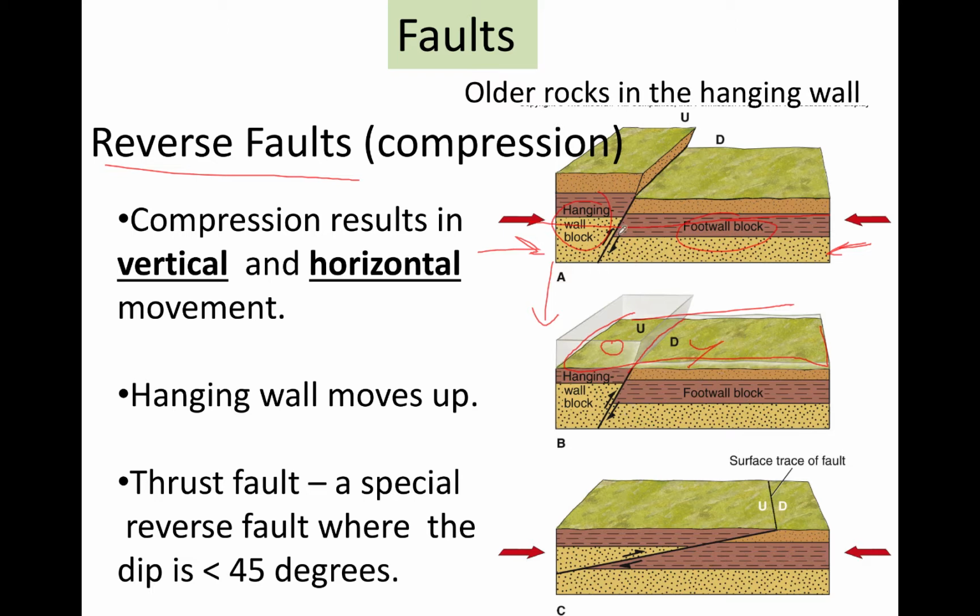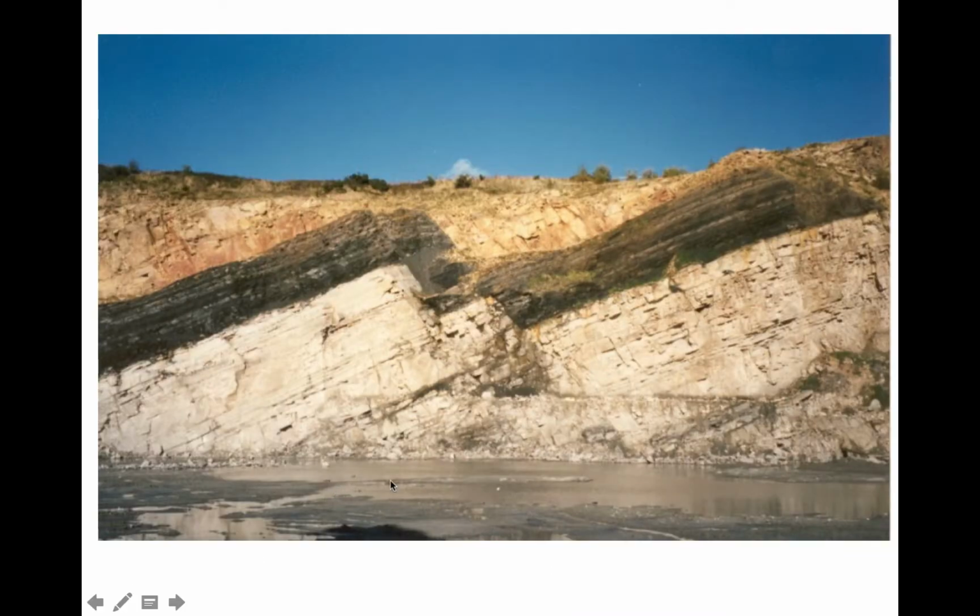Okay? There's a special kind of reverse fault that still forms under compression. It is called a thrust fault. Notice the angle I've drawn down here at the bottom. This angle is less than 45 degrees. When the dip of the fault plane is less than 45 degrees, we're going to call it a thrust fault.